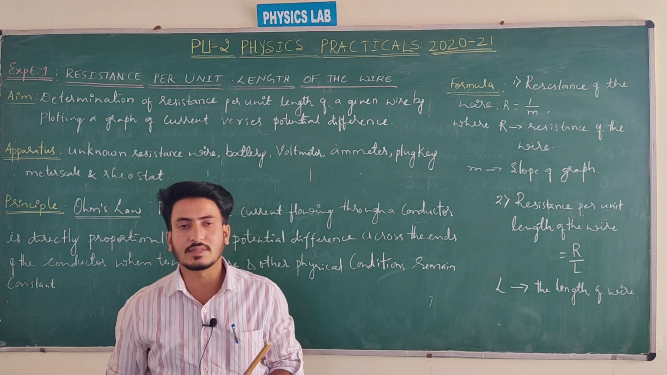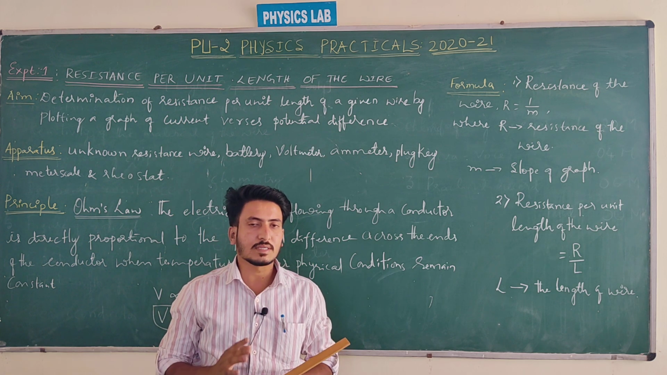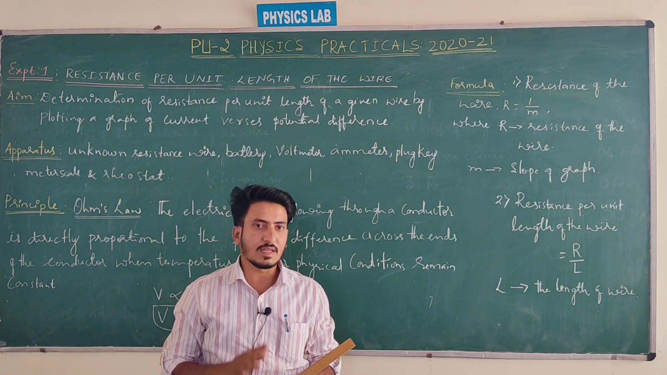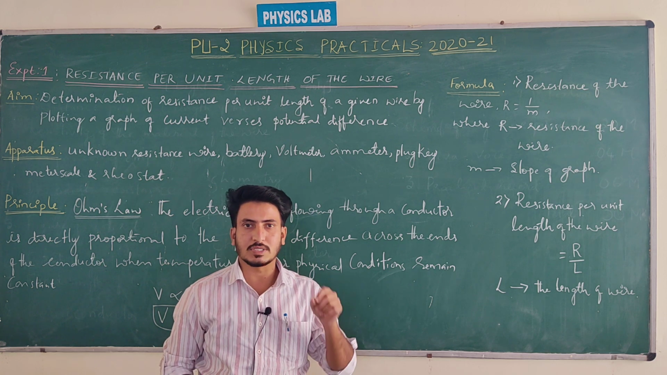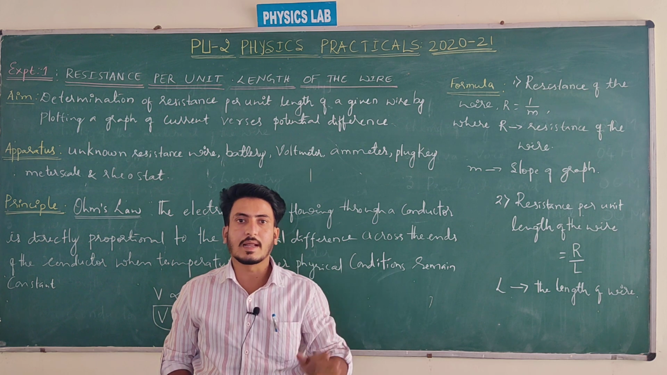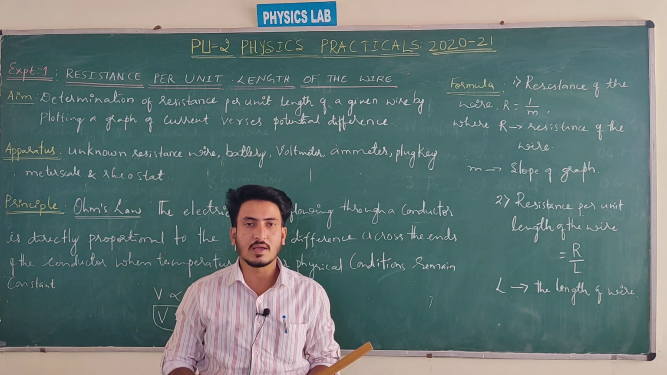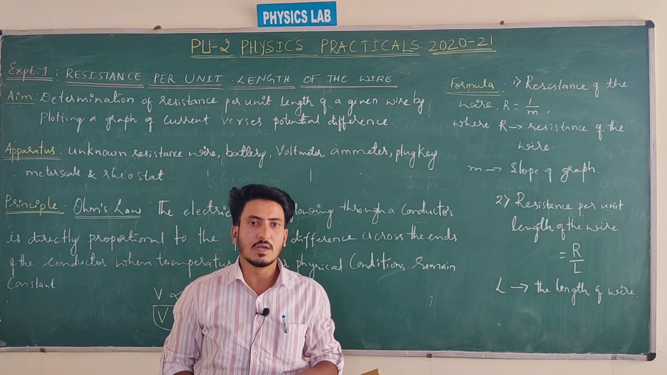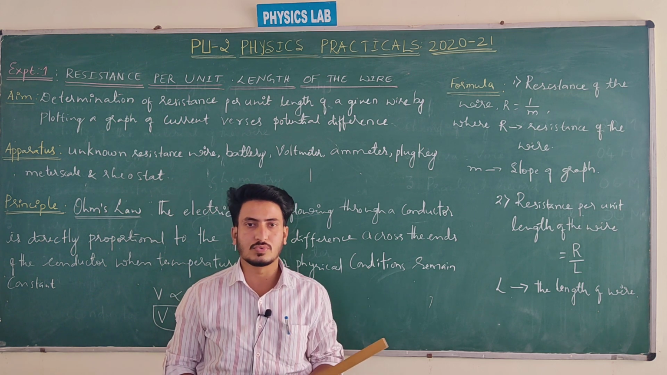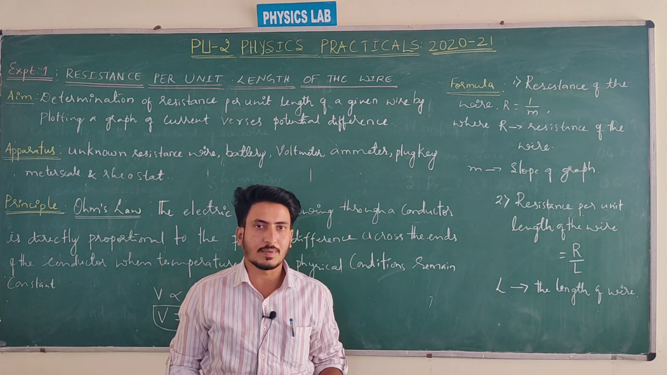Okay. Now let us start with the first experiment. Dear students, in the second PU experiments, these are all very easy compared to the first PU experiments. In the second PU experiments, the majority of the experiments are electrical experiments, 1 or 2 are optical experiments. In this way we are classifying electrical experiments and optical experiments. So in this lab we are going to do both electrical experiments as well as optical experiments.